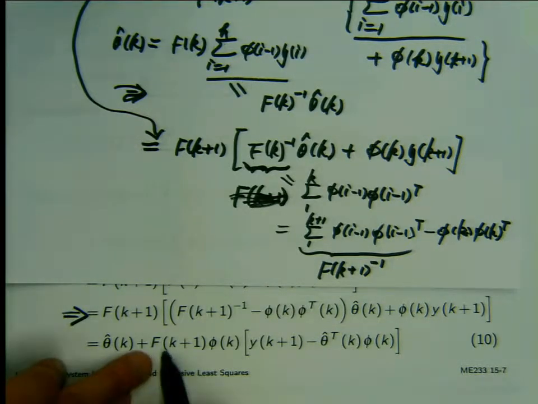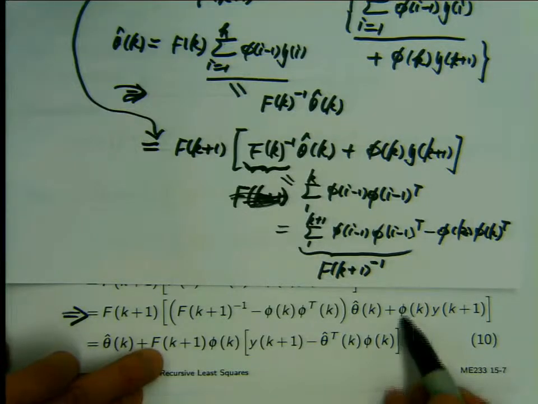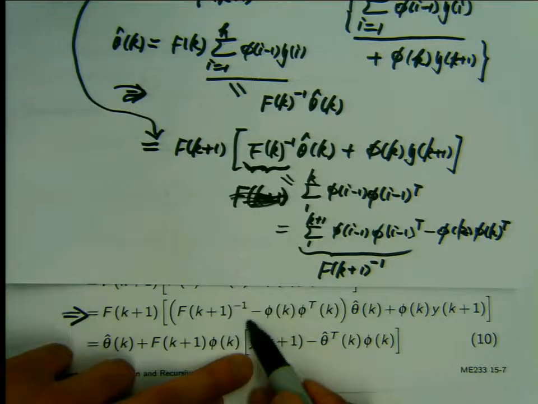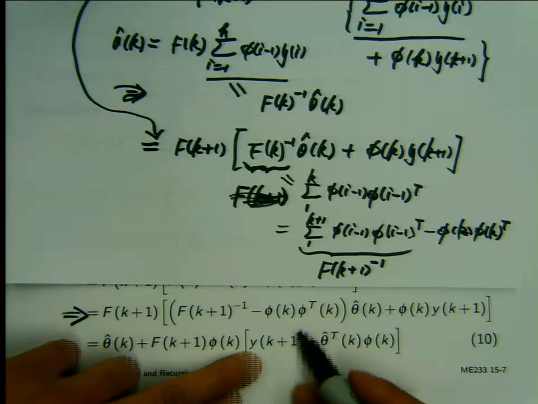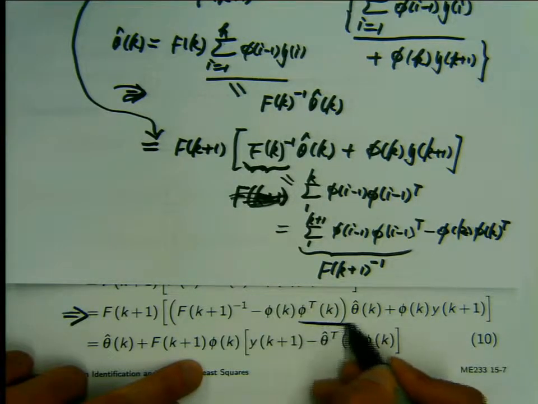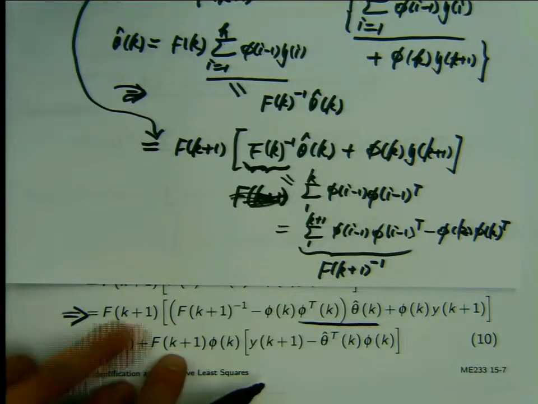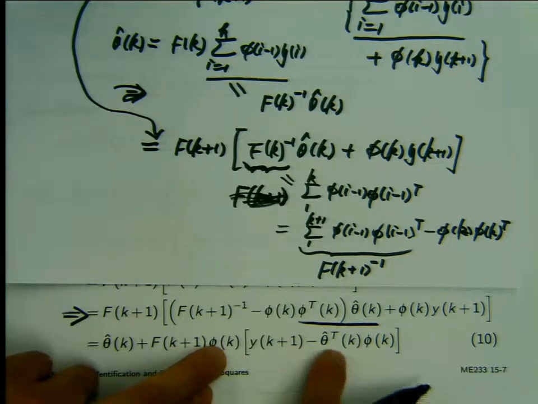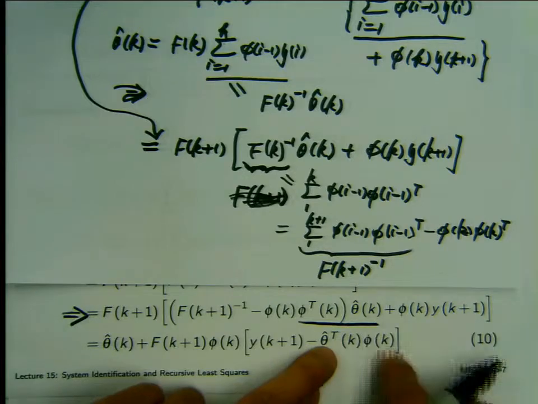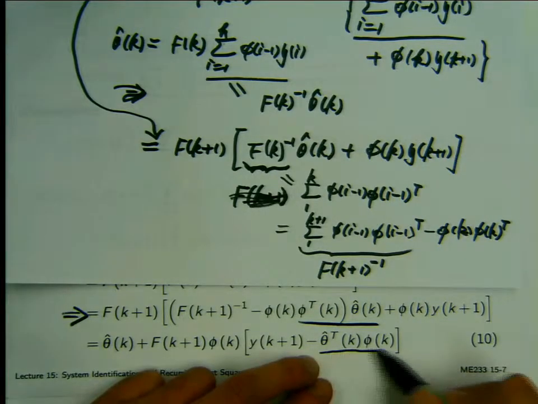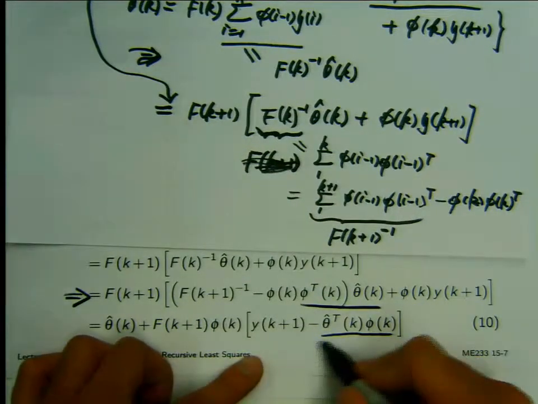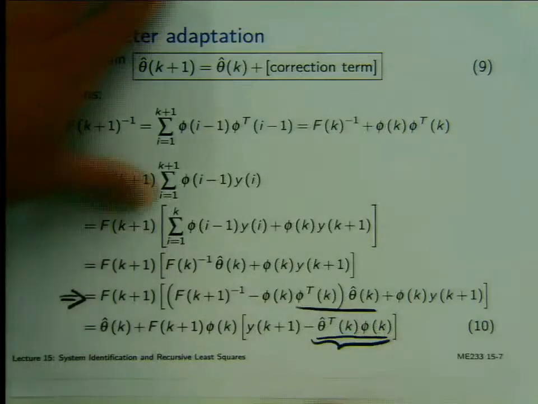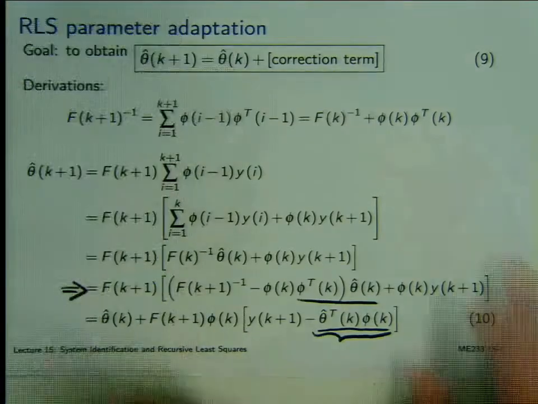And then over here, you're going to get F_{k+1} phi k y_{k+1} minus this guy here. Okay, so F_{k+1} times phi k times theta hat k times phi, which is equal to, as we have explained, this guy equals this guy. Okay, so arriving at this final result, let's take a moment to see what's the intuition behind it.